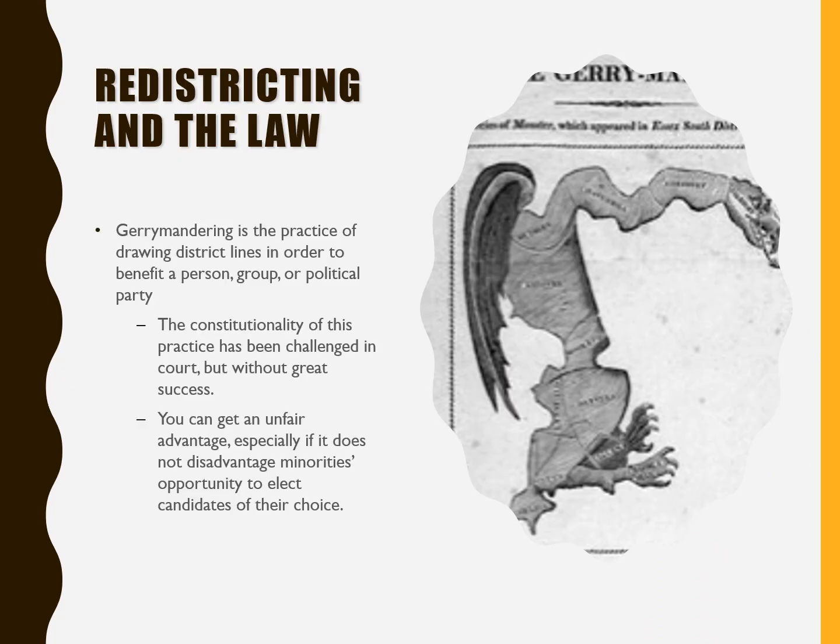The process of drawing districts for the purpose of receiving a particular outcome is called gerrymandering. The constitutionality of gerrymandering has been challenged in court, but without success. For the most part, states are not allowed to draw districts in order to benefit or harm a member of a race or ethnicity. However, they are allowed to draw districts in order to benefit political parties.